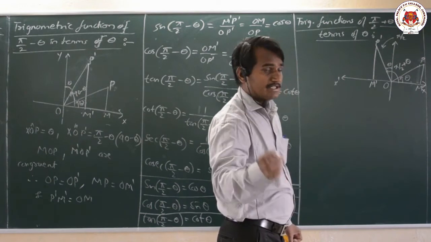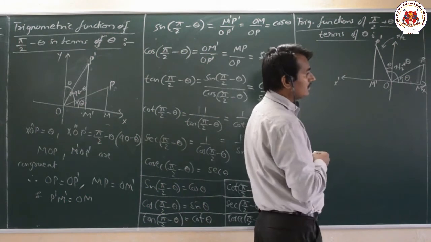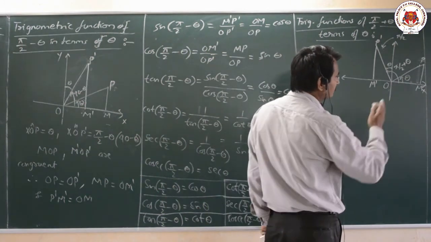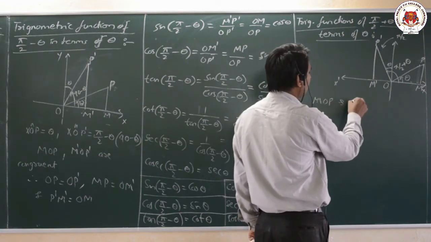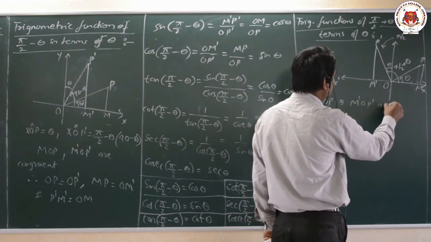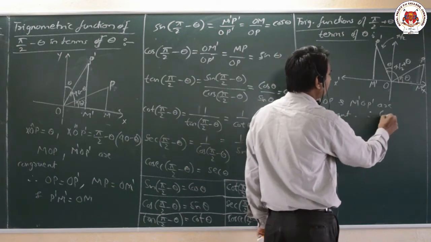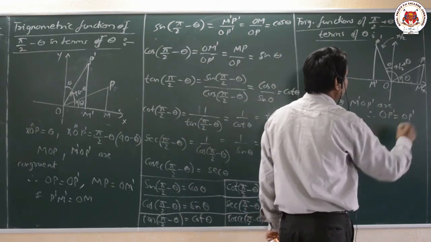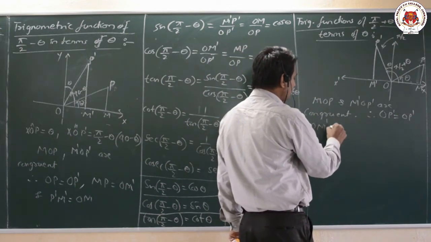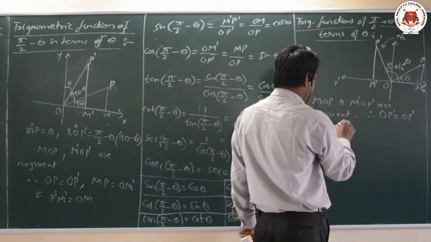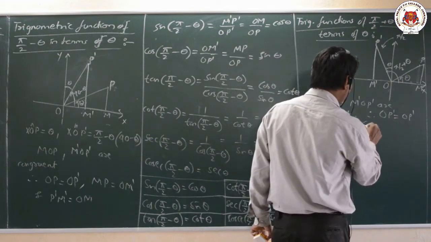Now it is very, very simple for you to understand. Similarly, as in the last topic we discussed, here also we can observe that these two triangles, MOP and M dash OP dash, are congruent. Therefore, we can write OP dash is equal to OP, and OM dash is equal to MP, but of opposite signs.